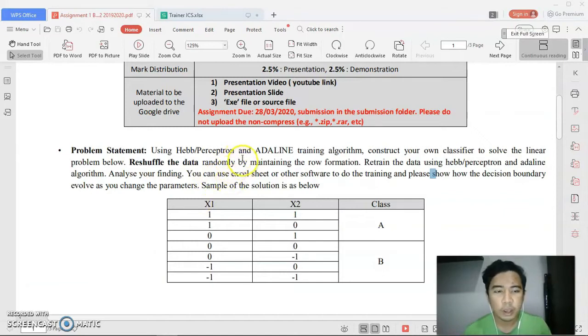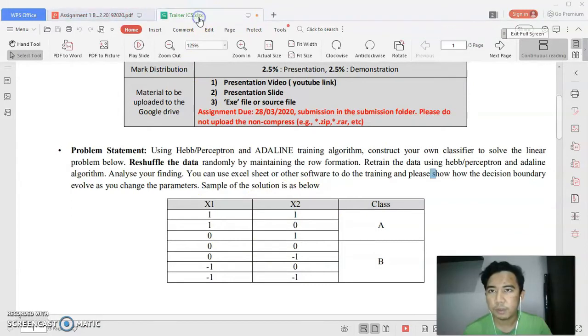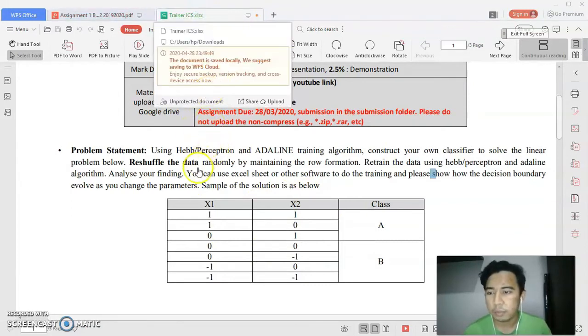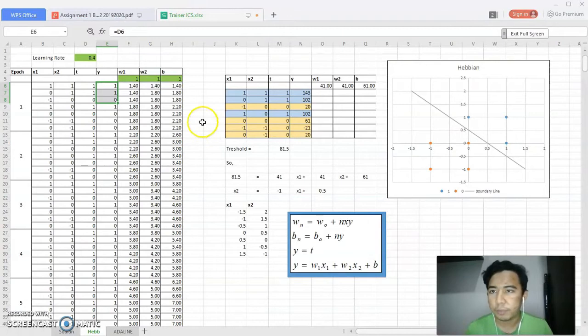So today I will explain our first group assignment, which is to apply the Hebbian and Adaline training algorithms to the set of data. For this set of data, we need to reshuffle the data. For the first method, the Hebbian training algorithm, we already set the data into random order, which is we reshuffle the data.